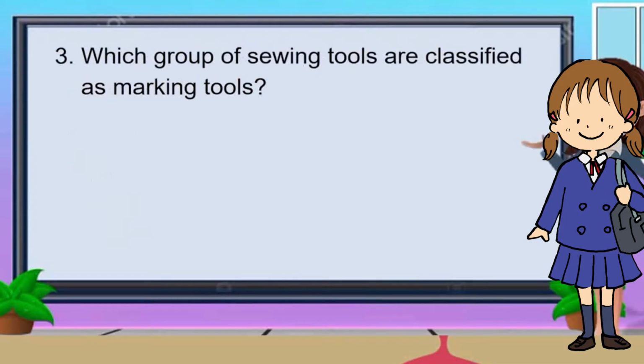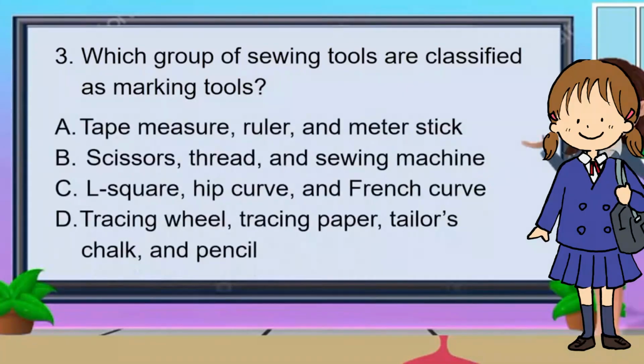3. Which group of sewing tools are classified as marking tools? A. Tape measure, ruler, and meter stick. B. Scissors, thread, and sewing machine. C. L-square, hip curve, and French curve. D. Tracing wheel, tracing paper, tailor's chalk, and pencil.